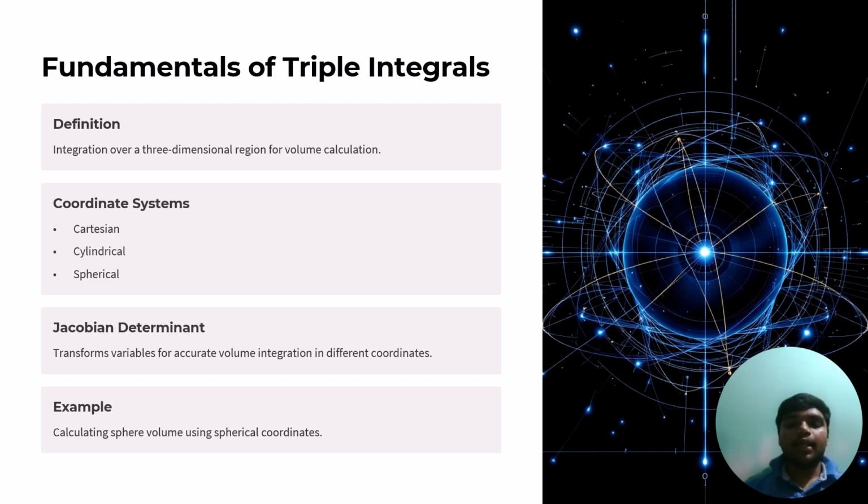Heat transfer. In heat transfer analysis, triple integrals can be used to calculate the total heat energy within a three-dimensional object. The heat energy can be expressed as Q equals integration over V of Cp times T dV, where Cp is the specific heat capacity and T is the temperature distribution.